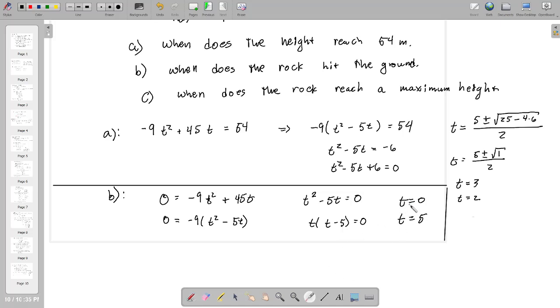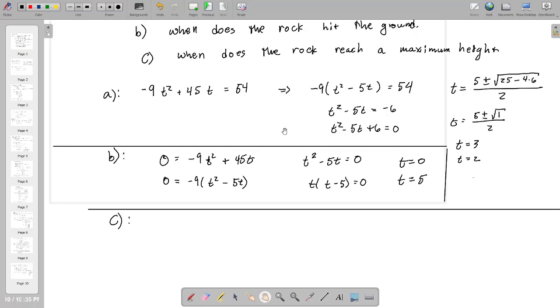Now this should make sense. When we throw a rock, or when an Ewok throws a rock, at time t equals 0, the rock is on the ground, or at least in this model, the rock is on the ground. At 5 seconds later, the rock is on the ground again. This is the second one. This is when the rock lands. This is when the rock hasn't been thrown yet.